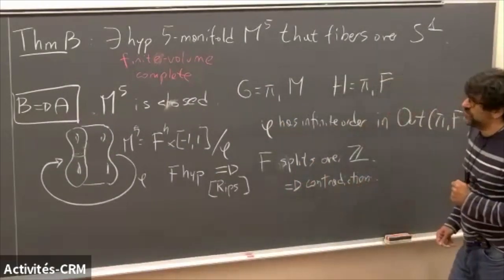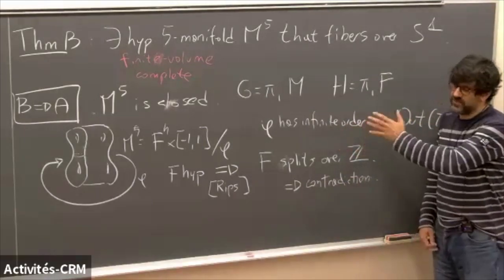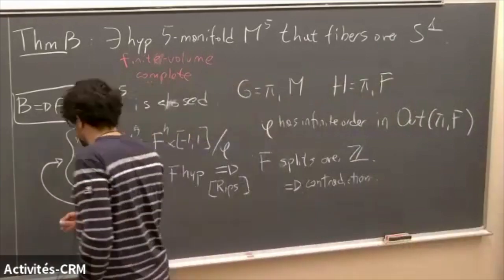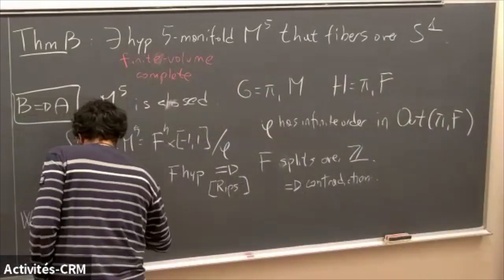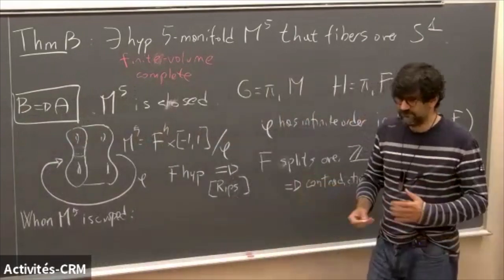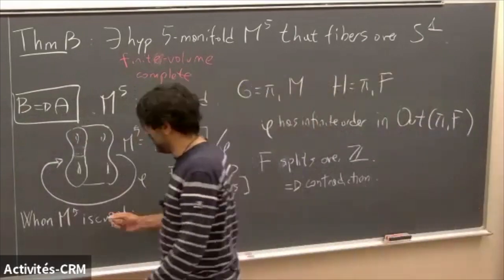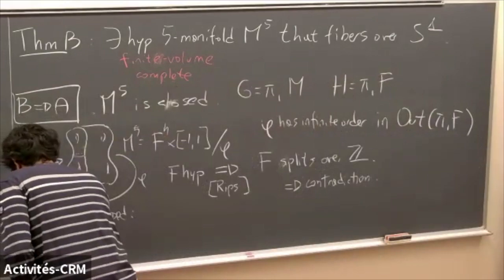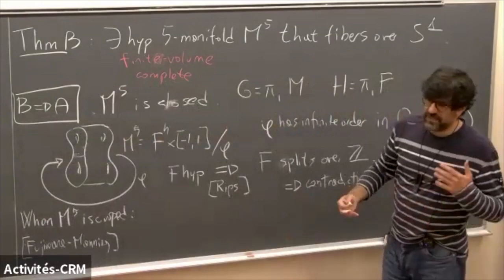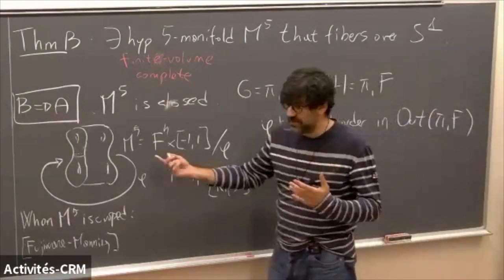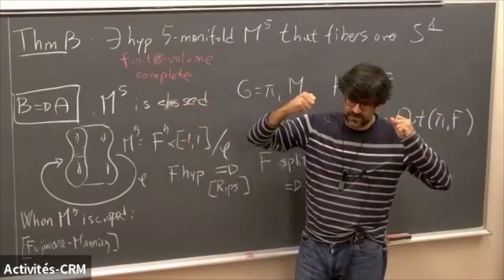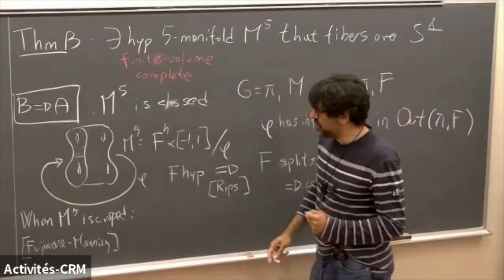Okay, so now that you have done the closed case, you can really think about the cusped case. So in the cusped case, if M is cusped, luckily there are many papers on Dehn filling. In particular there is a theory of Fujiwara-Manning, which allows you to do some hyperbolic Dehn filling in higher dimension. So in dimension 3, hyperbolic Dehn filling means that if the curve is sufficiently long, then the manifold you get is hyperbolic. In higher dimension, this is not possible.